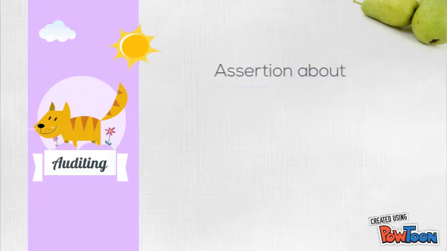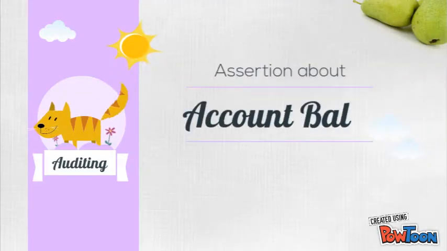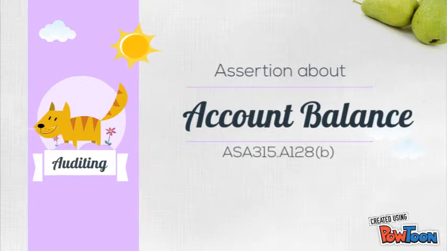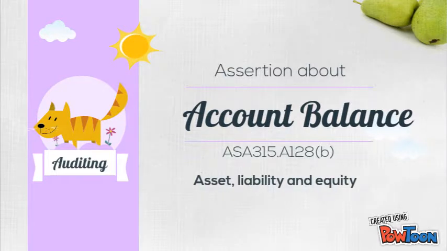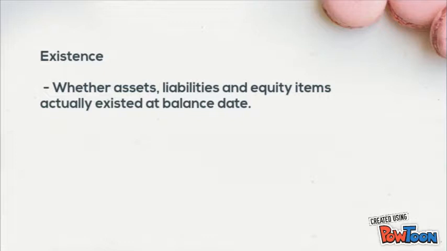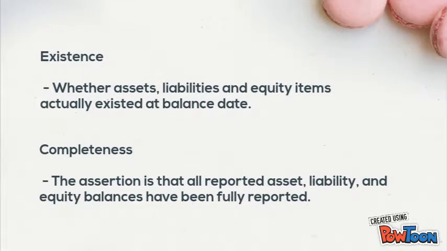Let's talk about assertions about account balances. Assertions about account balances are introduced in ASA 315.A128. These apply to balance sheet items, for example, assets, liabilities, and equity. Existence: whether assets, liabilities, and equity items actually exist at balance date. Completeness: the assertion is that all reported asset, liability, and equity balances have been fully reported.